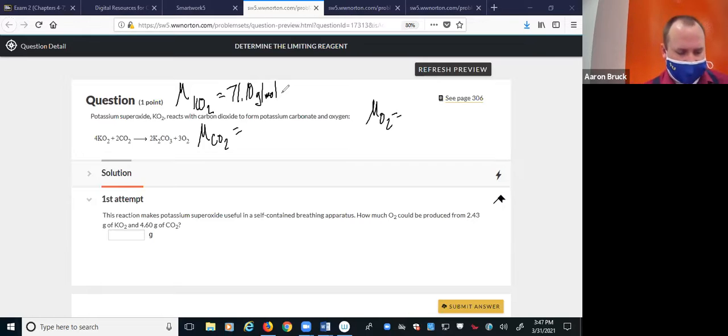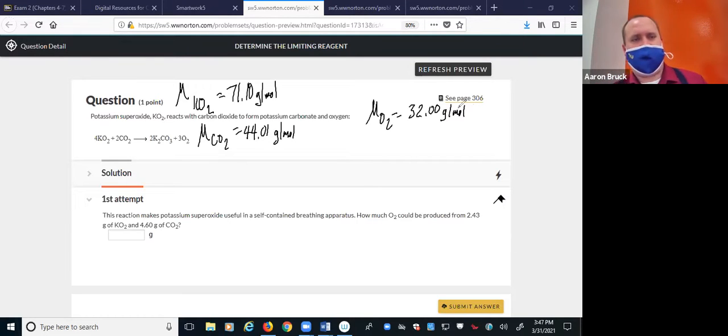For carbon dioxide, we've calculated this one a number of times. You probably have it memorized by now: 44.01 grams per mole. For oxygen, 16 times 2, 32.00 grams per mole there. So now we've got our molar masses. Let's highlight our mole ratios as well.